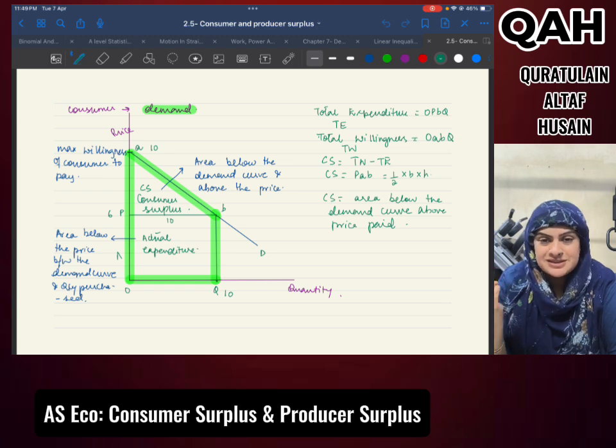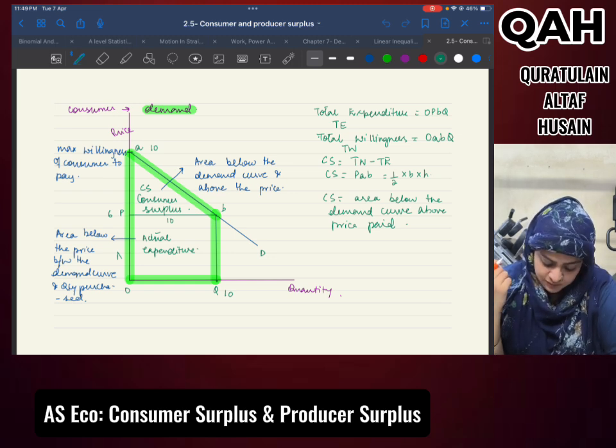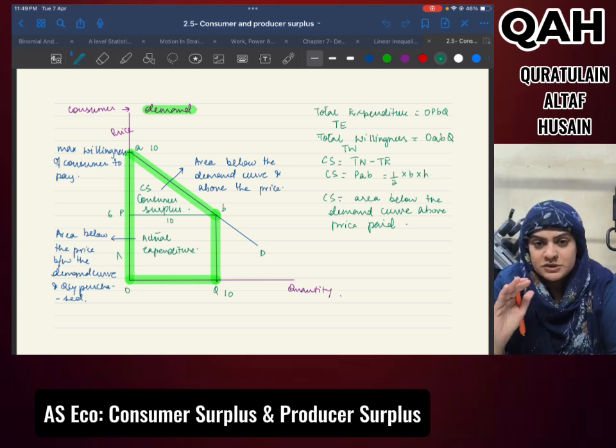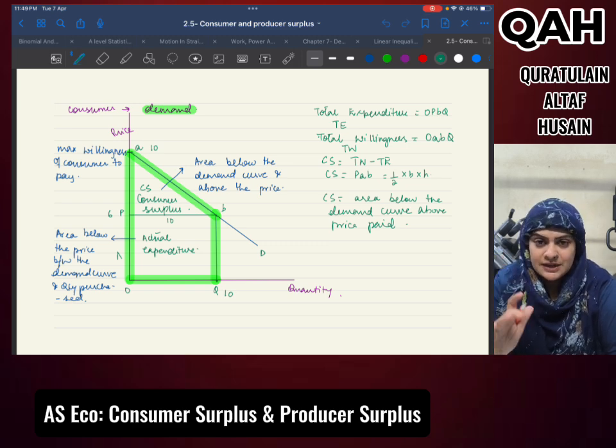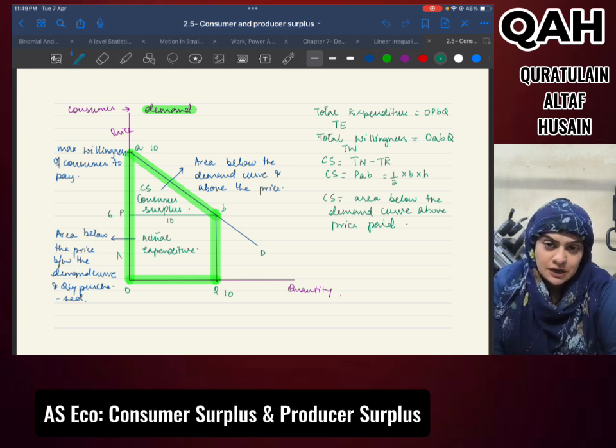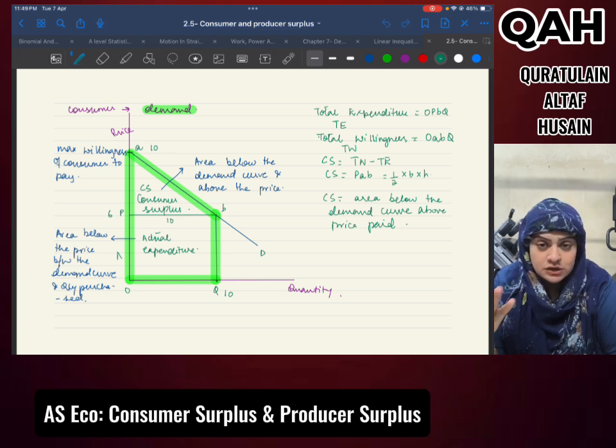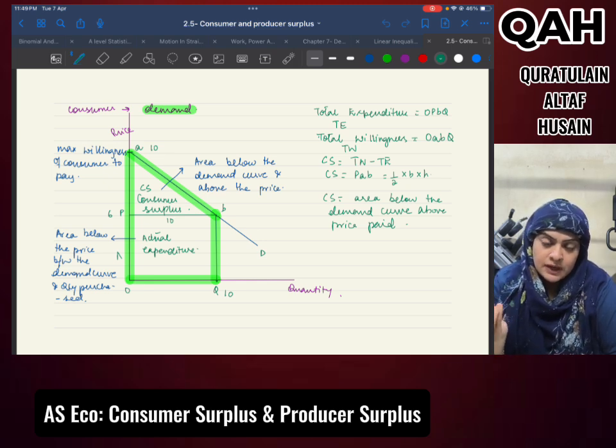So what is consumer surplus? Consumer surplus is the difference between the maximum willingness to pay and the actual that they have paid. Means they wanted to pay more, but they got the opportunity to pay less. So the amount they did not pay, that is their surplus.